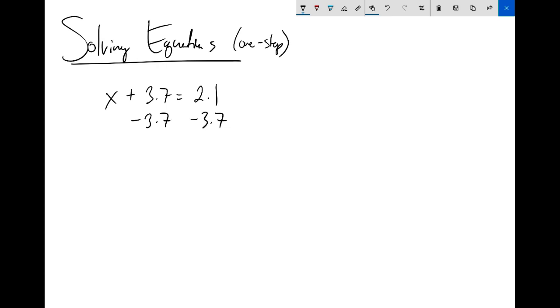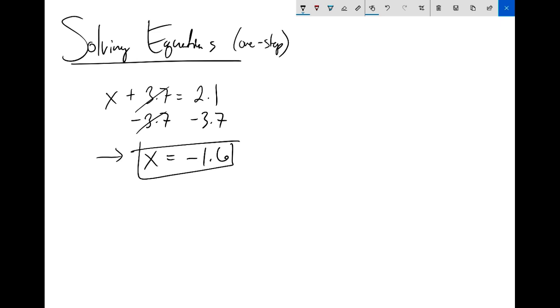You do the opposite operation. You just subtract it. Okay. So over here, they cancel, and then you're just left with x. Over here, you just got to perform the subtraction. 2.1 minus 3.7, it's what, negative 1.6? Yeah. Okay. Fair enough?